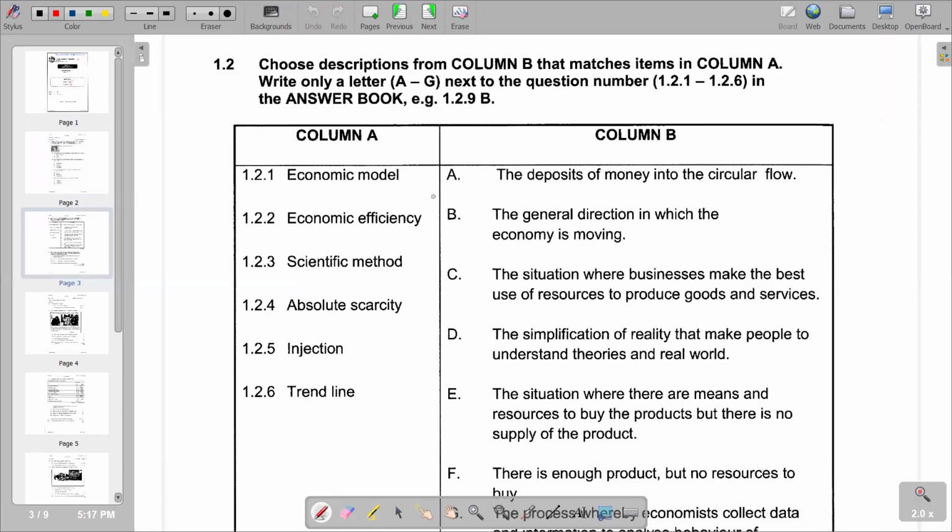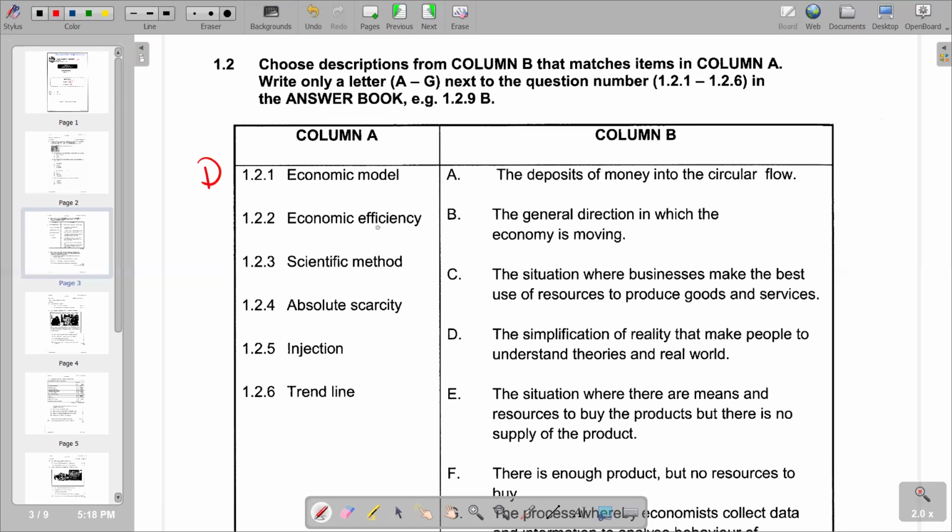We go to the next part, which is now our matching section. We have economic model as our first term, and we have to match it to the description in column B. An economic model is a set of mathematical equations that describes the theory of economic behavior. So any economic behavior represented in the form of mathematical equations is an economic model. If we go to D, it's really the simplification of reality that makes this the model, because we are trying to simplify reality and make comprehension of economic processes easier. So D is the most appropriate response.